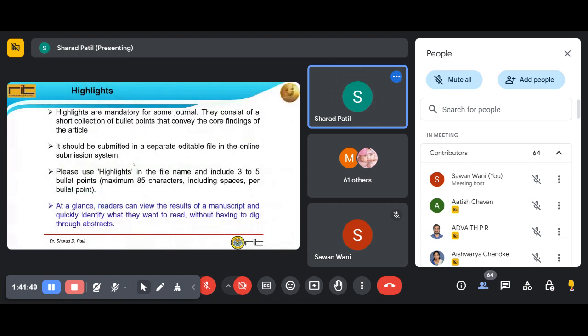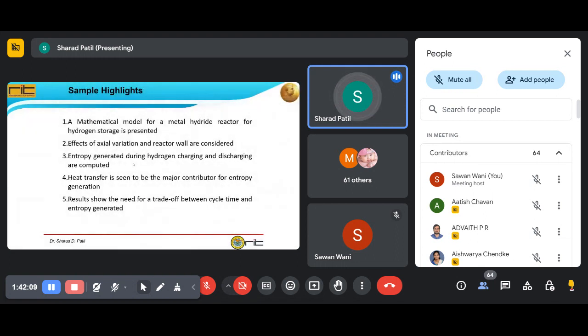Nowadays you also need to give highlights while submitting the paper. Title, abstract, and keywords are required, and other than this, you also need to give highlights, a minimum of 3 to 4 bullets. Here are some highlights from my work: a mathematical model of a metal hydride reactor for hydrogen storage is presented; heat transfer is seen to be the major contributor to entropy generation; and results show the need for a trade-off between cycle time and entropy generated.